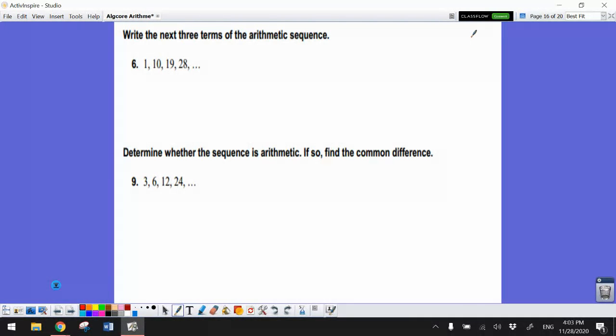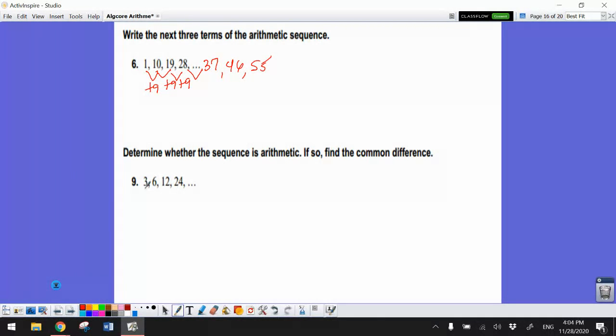Okay, let's see how you did. So 1 plus 9 is 10, plus 9 is 19, plus 9 is 28. So I'm going up by 9s. So plus 9 would be 37, plus 9 again would be 46, and plus 9 again would be 55. So there are my next 3 terms. Now what about this next one?